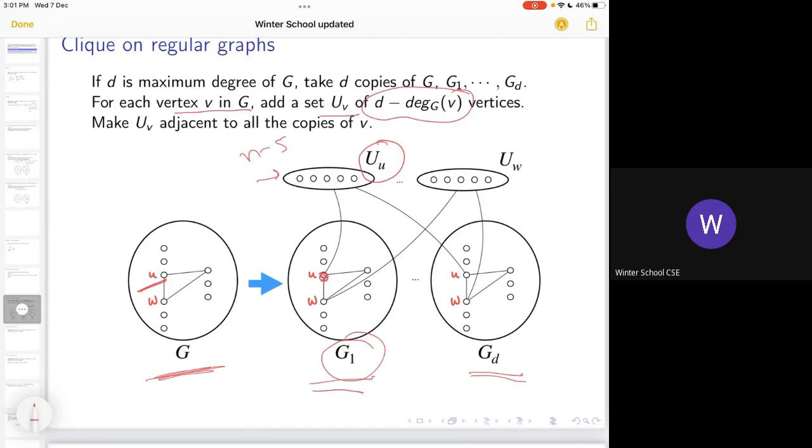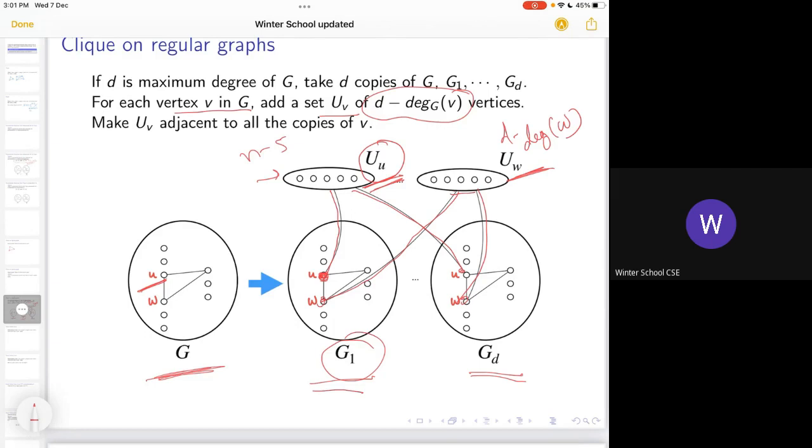Whatever dummy vertices we have added, we will make them adjacent to all of their copies. So this set UU, we will add to all the copies of U in G1, G2, up to GD. So this UW, which had size D minus degree of W, we added all these vertices to all the copies of W. This is my construction.